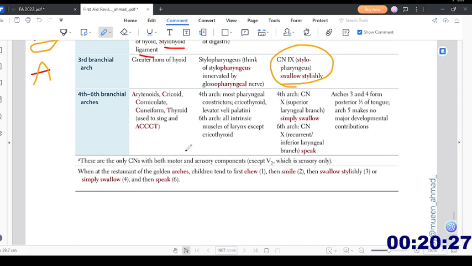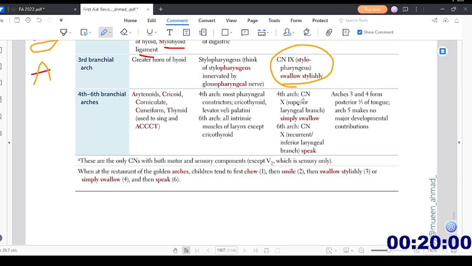ACT with three C's. So the fourth arch will give rise to most pharyngeal constrictors, cricothyroid, and levator veli palatini. The sixth arch will give rise to all the intrinsic muscles of the larynx except for the cricothyroid. So since cricothyroid is coming from the fourth arch, most of the pharyngeal constrictor muscles, cricothyroid, and levator veli palatini come from the fourth arch, while the sixth arch gives rise to all the intrinsic muscles of the larynx except for the cricothyroid.